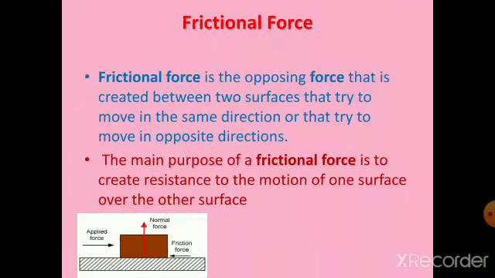Frictional force. Frictional force is the opposing force that is created between two surfaces that try to move in the same direction or that try to move in the opposite direction. The main purpose of a frictional force is to create resistance to the motion of one surface over the other surface.